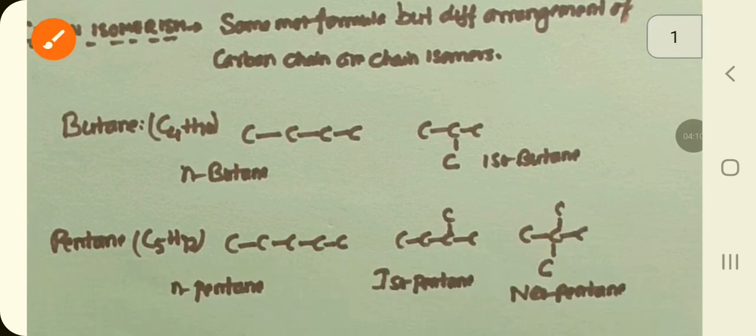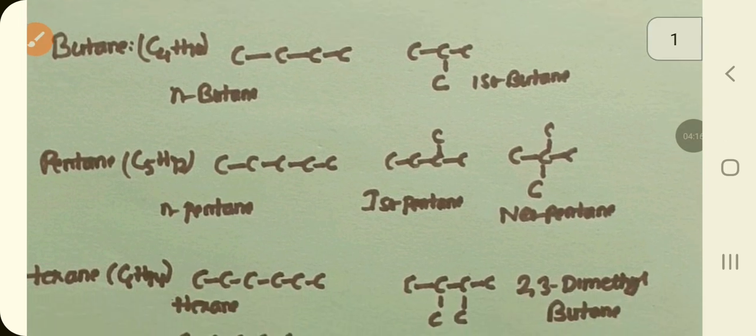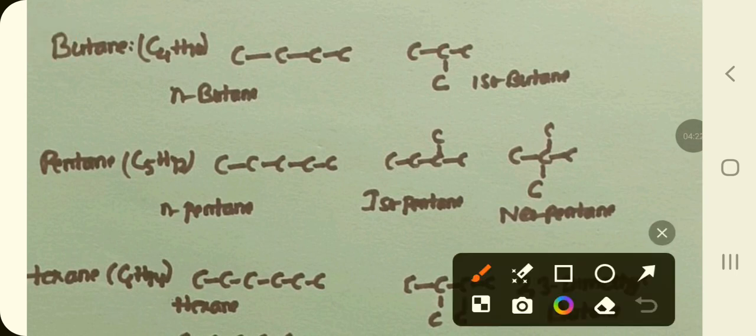Now move on to the second example, and that is pentane. The molecular formula of pentane is C5H12. We can arrange it like this: normal pentane, one branch, isopentane, and two branches, neopentane.